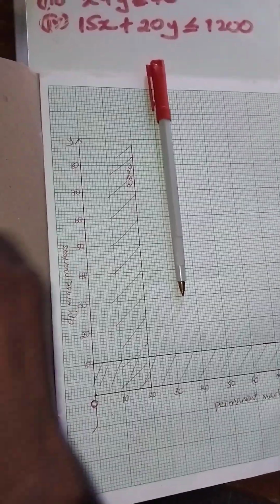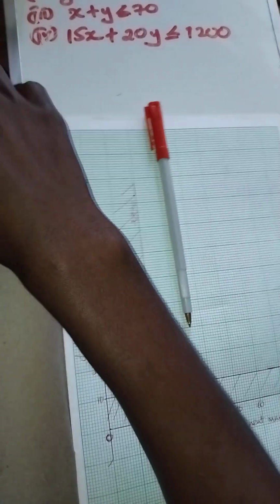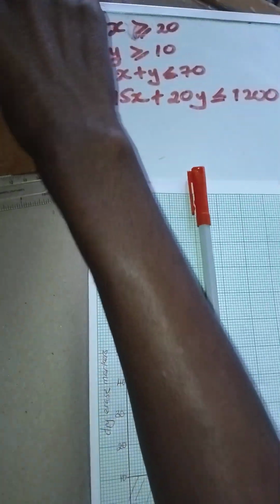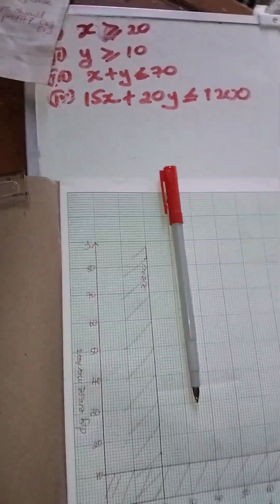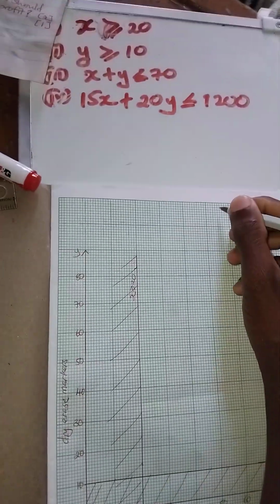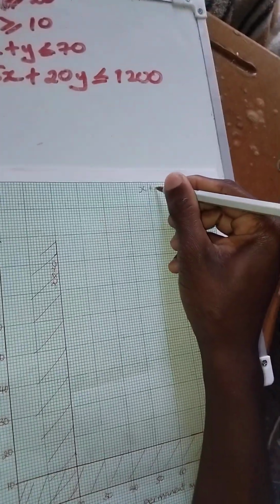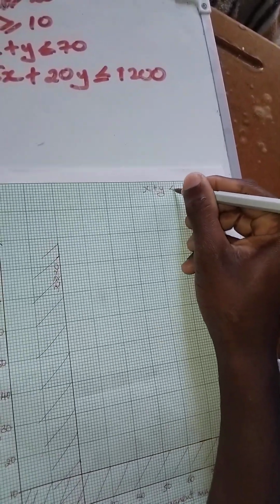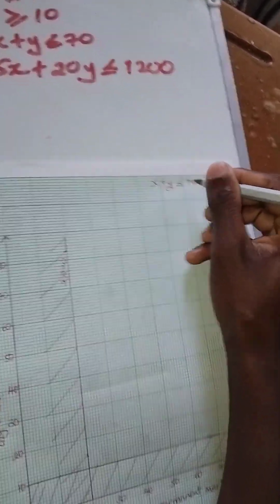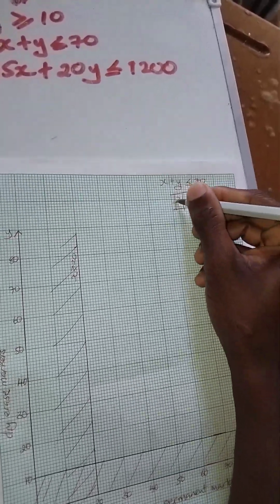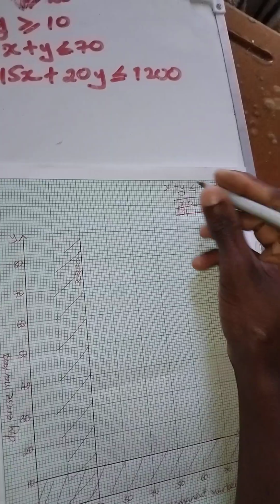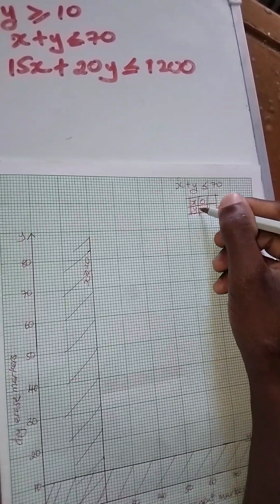Right, now we want to draw the inequality x plus y less than or equal to 70. Let us draw the graph using x and y. So when x is 0, substituting x as 0, we get 70.